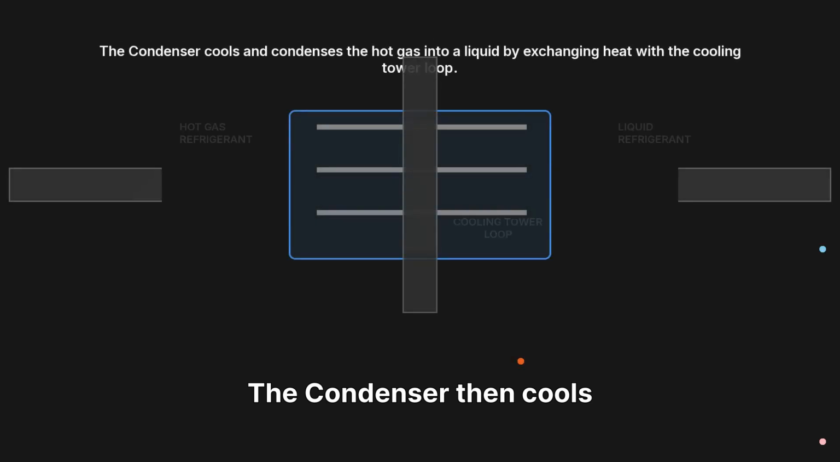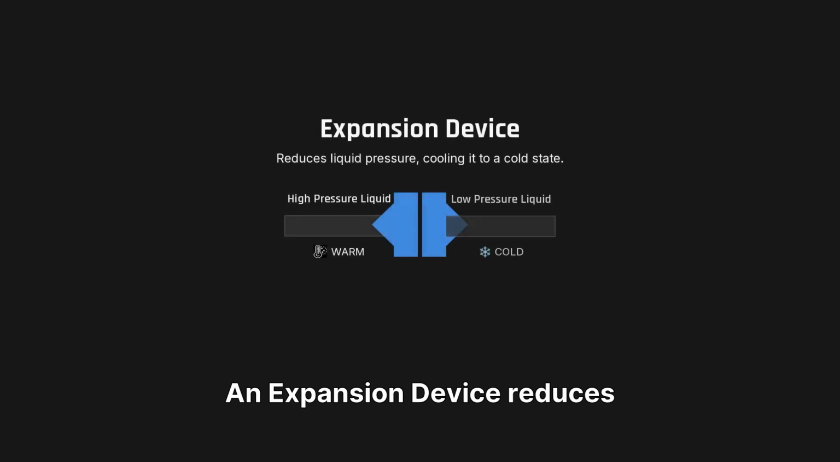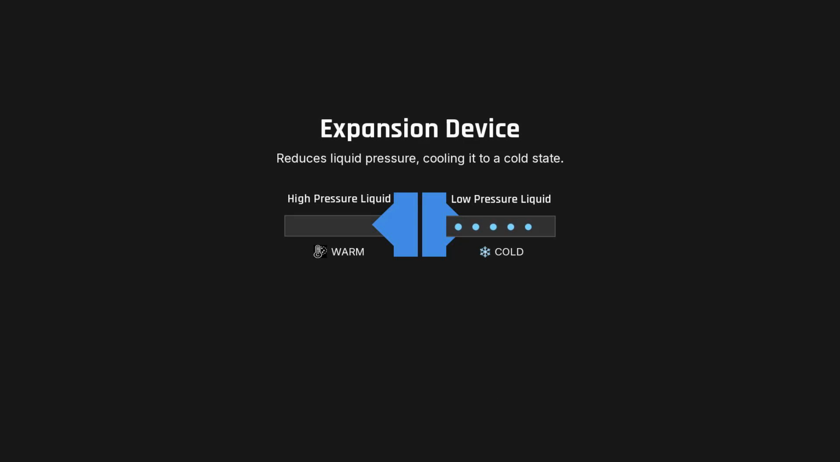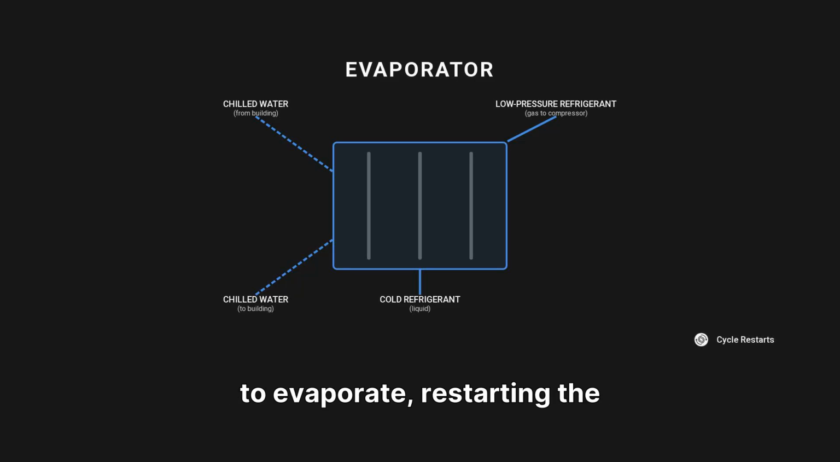The condenser then cools and condenses the hot gas into a liquid by exchanging heat with the cooling tower loop. An expansion device reduces the liquid's pressure, cooling it to a cold liquid state. Finally, the evaporator absorbs heat from the chilled water, causing the refrigerant to evaporate, restarting the cycle.